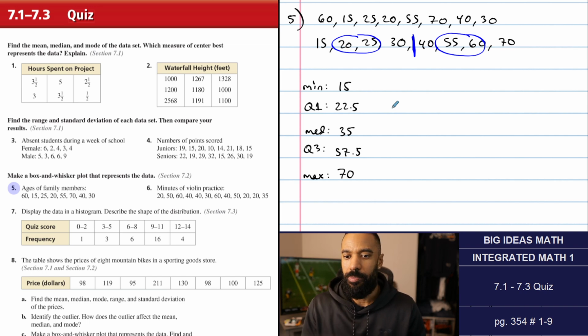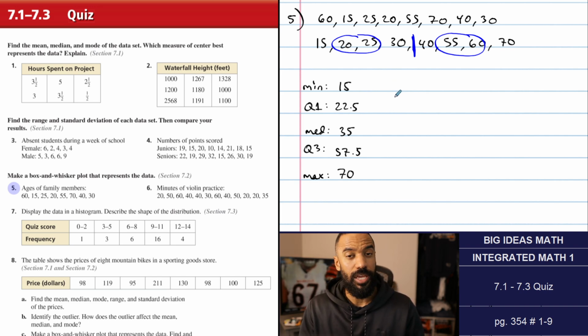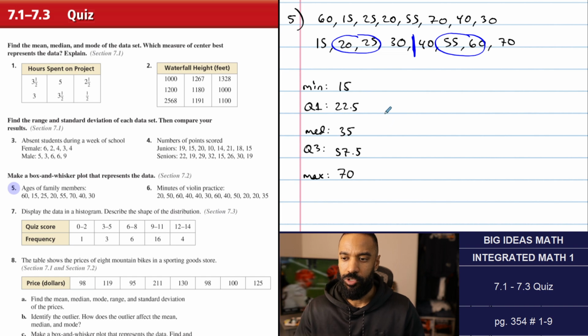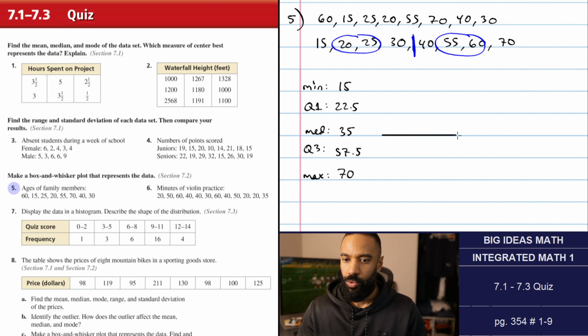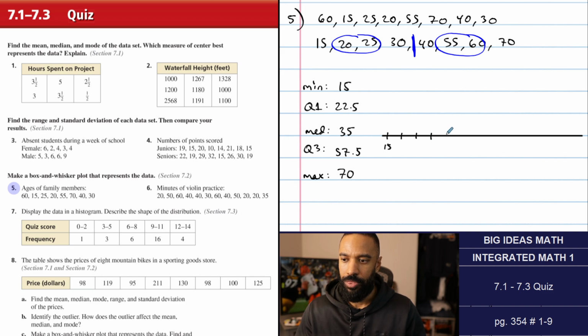So we are going to be using those specific 5 values to make our box and whisker plot. So what we'll do is construct some form of number line. Go by increments of, say, 5, if I can fit them all. I'm really not going to have to go any lower than 15. So let's say this is 15, 20, 25, 30, 35, 40, 45.